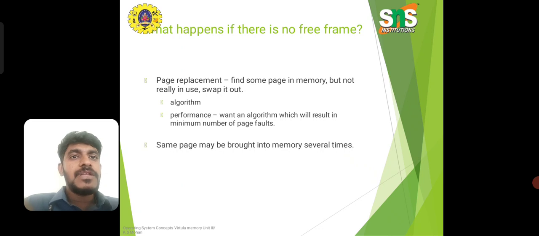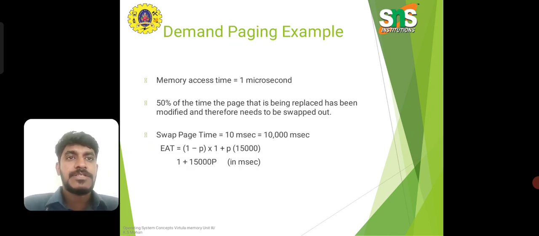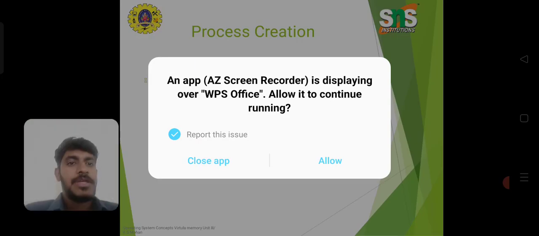What happens if there is no free frame? Page replacement: find some page in memory that is not really in use and swap it out. This involves algorithms and performance, since some pages may be brought into memory several times. We also have the performance of demand paging. Next, demand paging examples, followed by process creation.